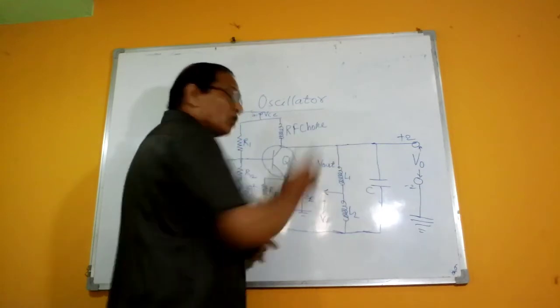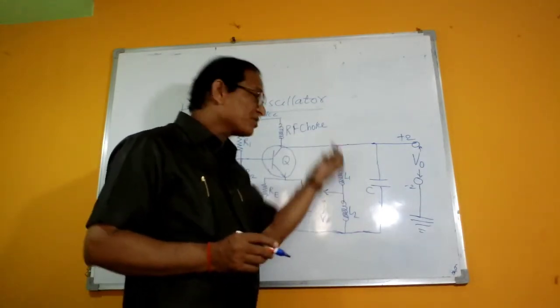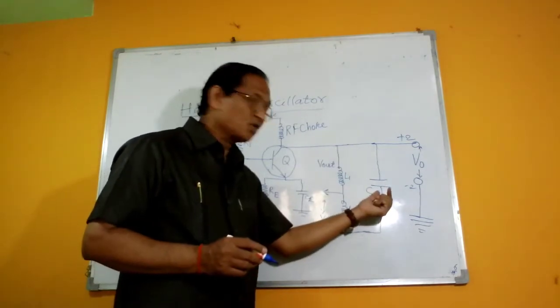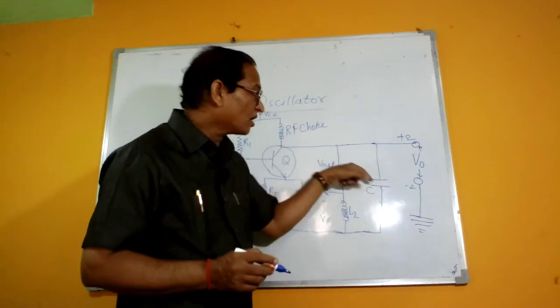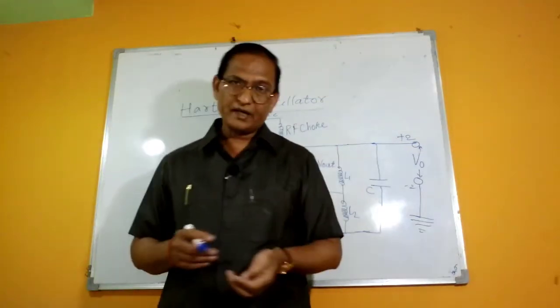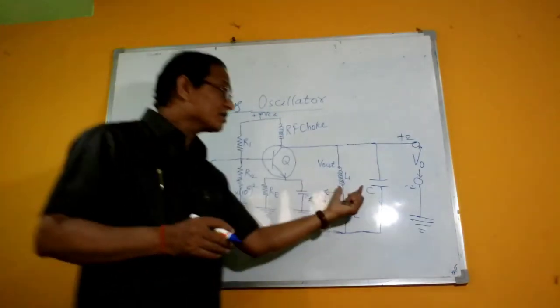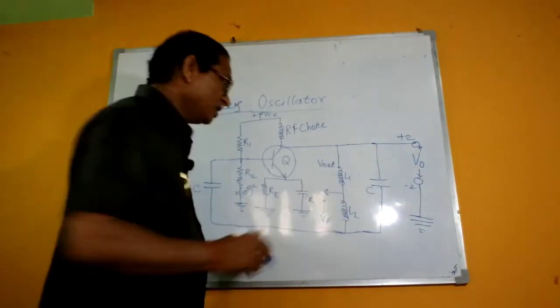Now this magnetic field energy collapses because of the capacitor connected across it, and this energy is converted back into electrostatic energy. This is repeated again and again, so that oscillations are set up in the tank circuit.